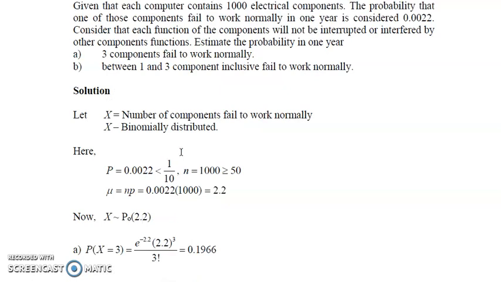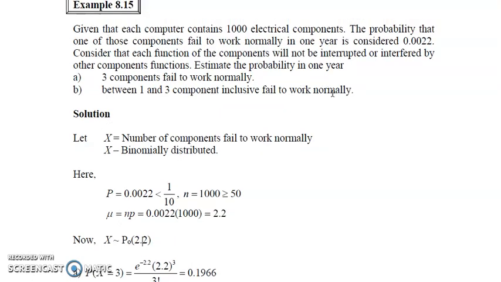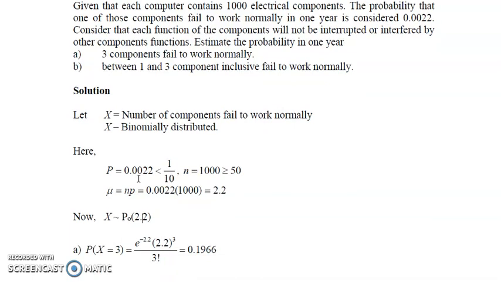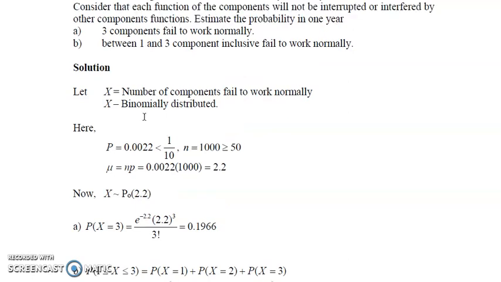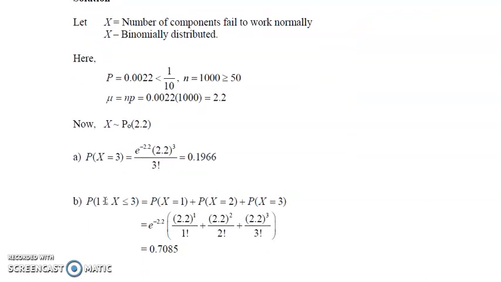Now I'm going to repeat again: this question is given to you in the form of binomial distribution, but the n is too large and the p is small. Then the next one, we're going to find your mean. Why do we need to find the mean? Because we are going to use the mean inside the Poisson distribution, since we are going to have some help from the Poisson here. The first question asks for 3 components failing to work normally, so the probability of x is equal to 3, between 1 and 3 components inclusive, which means 1 and 3 are included: x is equal to 1, x is equal to 2, and x is equal to 3. So therefore you can get the answer there.